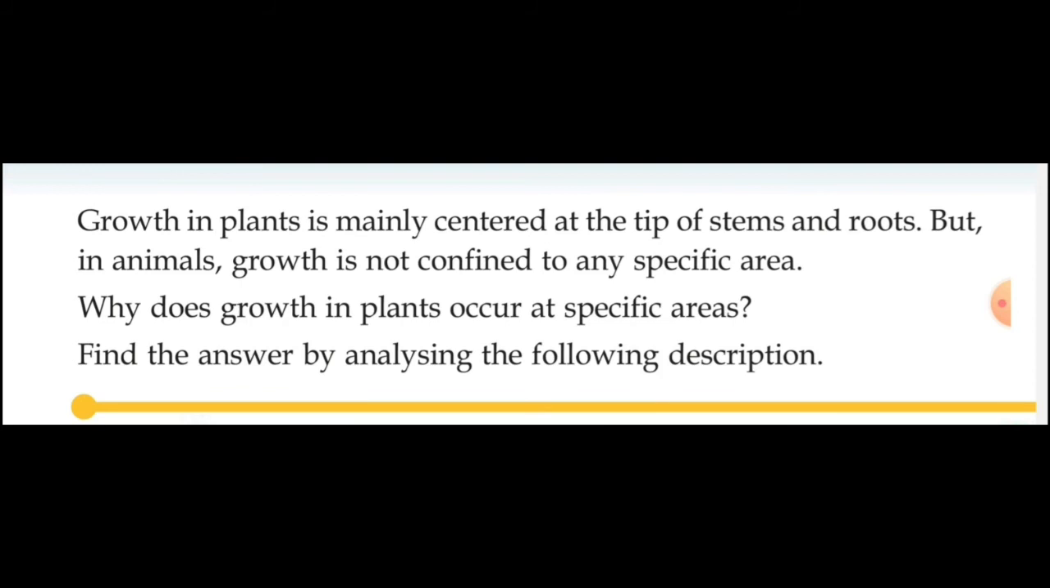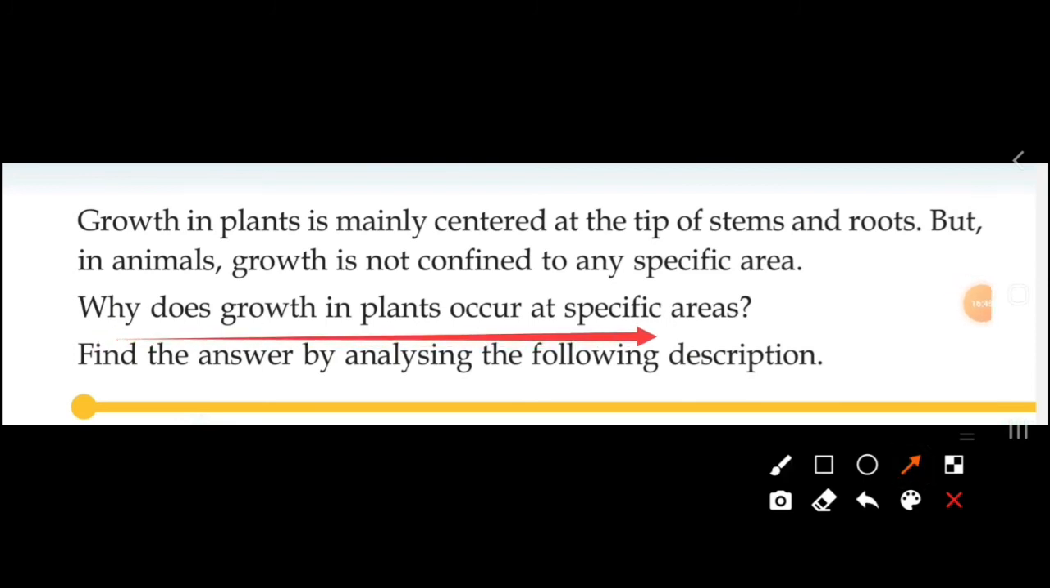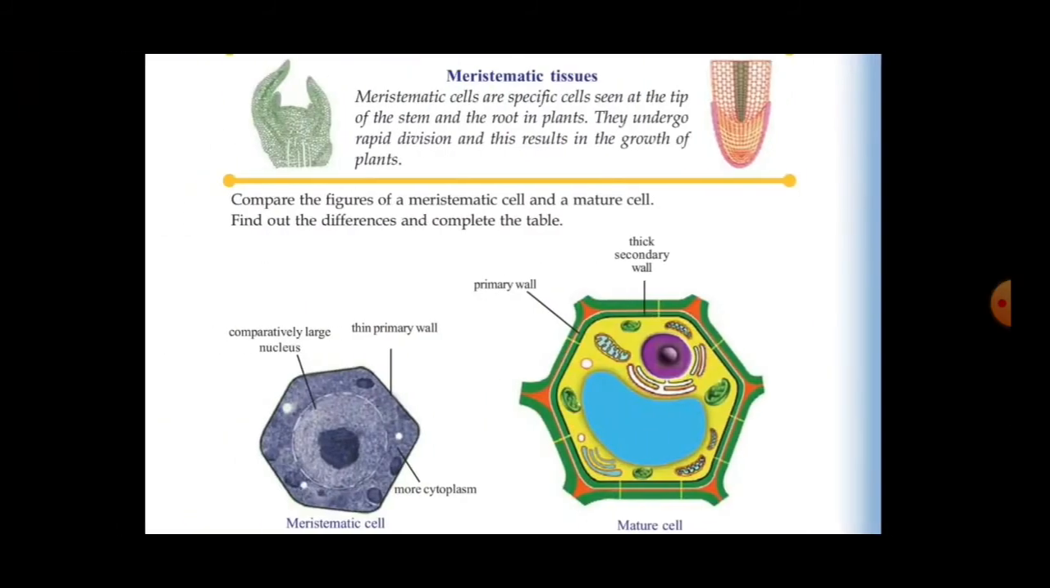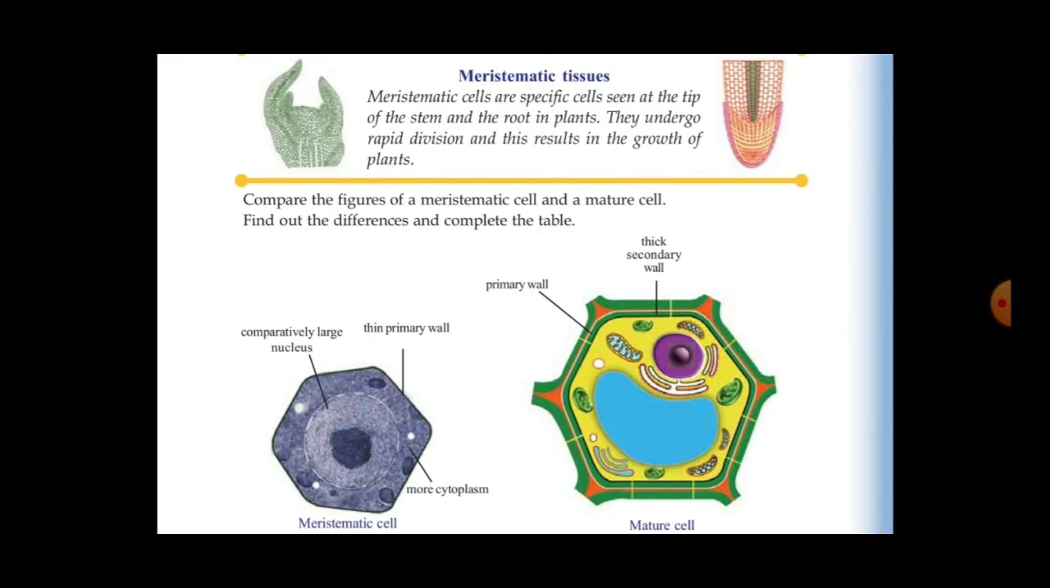Then why does the growth in plants occur at a specific area? That's an important question. Find the answers by analyzing the following descriptions. Look, in plants there is a special type of cells at the tip of the root and stem.